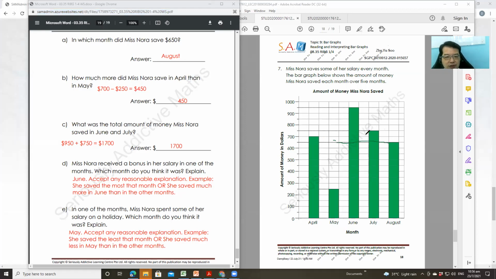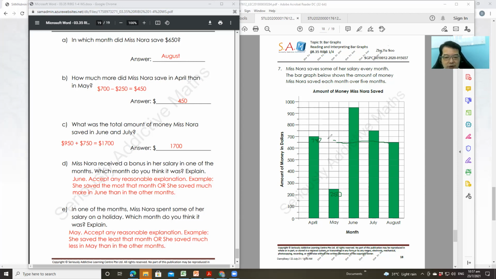B, how much more money did Nora save in April than in May? So we need to find out how much money she saved in May, and that is 250. And how much money she saved in April, right? April is 750. So 750 minus 250 equals $450.